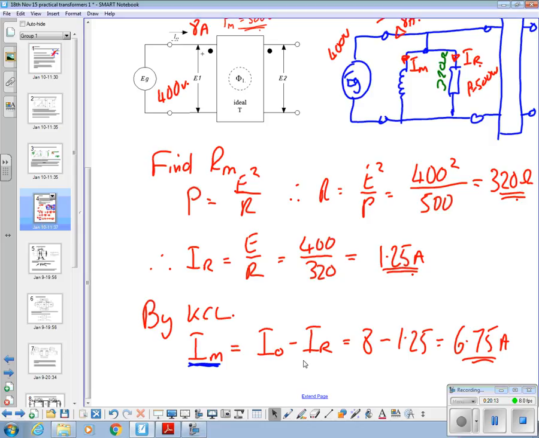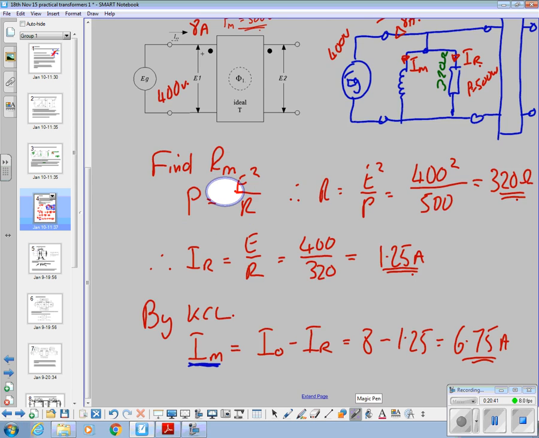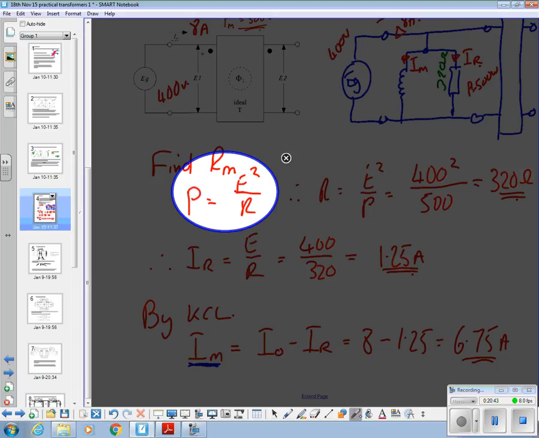Looking at how we've found the resistance, we've used the voltage squared over the power. What's the reactive power called? What letter do we use for that? Q, for the vars, right? So if we knew Q, we could put Q into this formula here, make it Q is equal to E squared over Xm, and rearrange that.